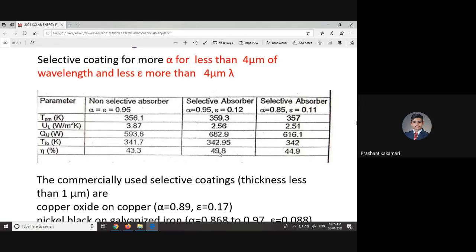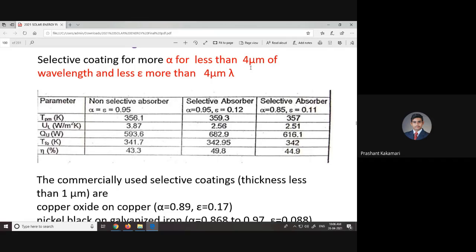And one of the benefits of going for an absorber plate selective coating is that these selective coatings will have more absorption for smaller wavelengths, and also very low emissivity for higher wavelengths, because emissivity in the sense is a heat loss. Heat is transferred from the absorber plate to the atmosphere by radiation, so that emissive value should be very less. That is possible when the wavelengths are very high, in the infrared range.